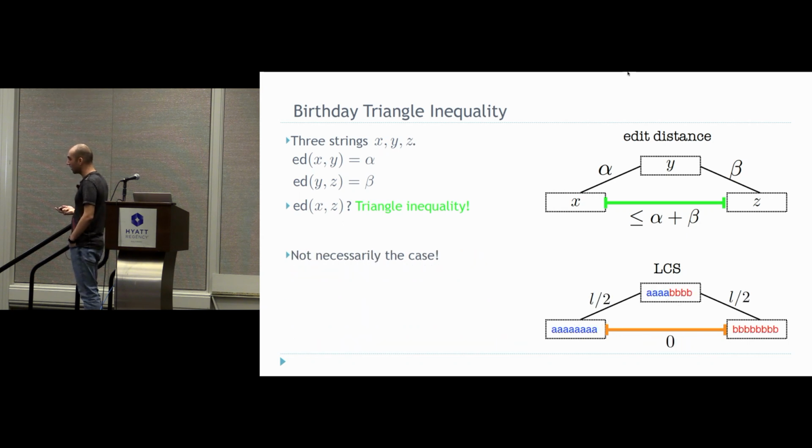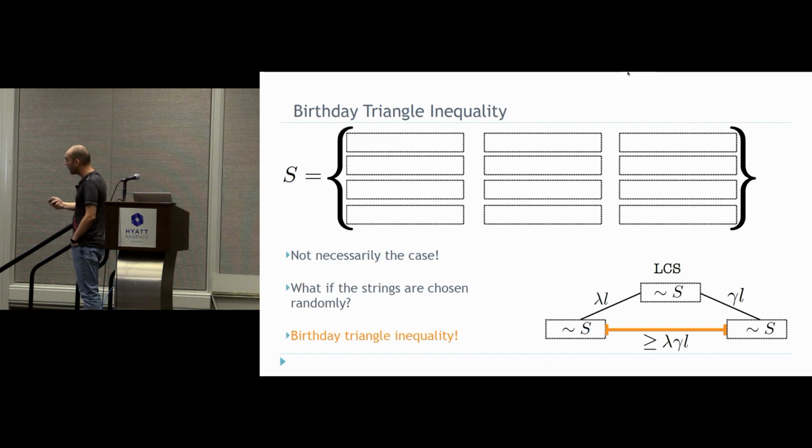This is not always the case. That's why it only holds on average. If the first one only has A's, the second one only has B's, half A, half B, this is large, this is large, this is very small. But the way you can think about this inequality is the following. Suppose you have a set S of a lot of windows, and you randomly choose 3 of them. Then there's a good chance that you can use this inequality. There's a constant probability that the LCS between x and z is lower bounded by this expression.